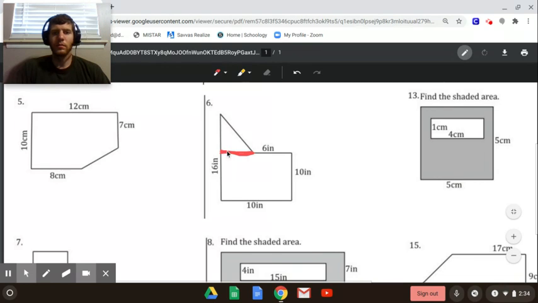So we know that the distance across here is 10. So we can do 10 minus 6, and that's going to give us 4. All right, we know the distance here is 10, so this whole thing across has to be 10. So 10 minus 6 is going to give us 4.